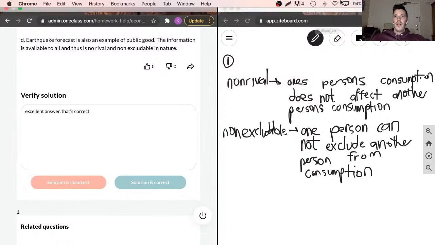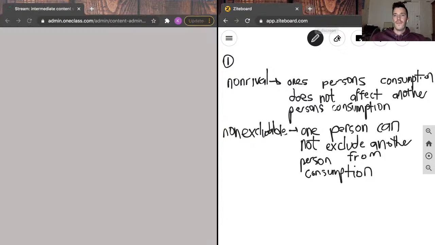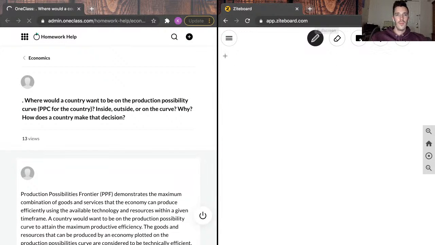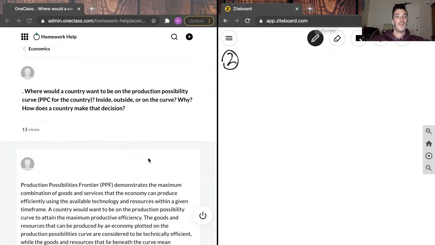And we can move on to the second question here. Second question reads, where would a country want to be on the production possibility curve or production possibility frontier? Inside, outside, or on the curve? Why? And how does a country make that decision?